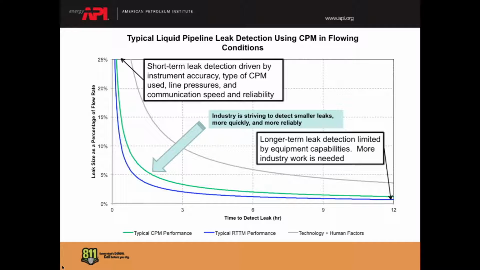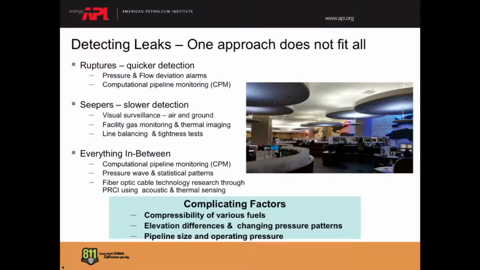Compressibility of the various fluids that we move through our pipeline systems, they behave differently. Elevation differences along the pipeline. Sometimes we're pumping uphill, sometimes we're pumping downhill or over hills. That can change the pressure profile, adding some complexity to be able to recognize an abnormal condition.